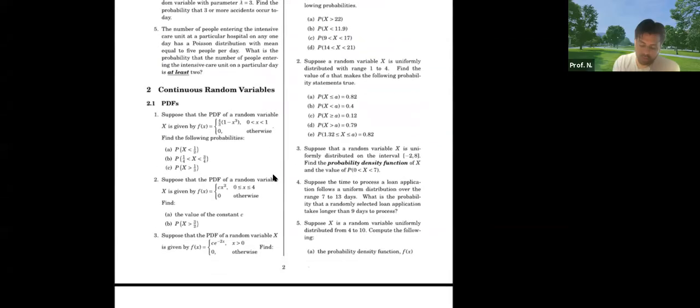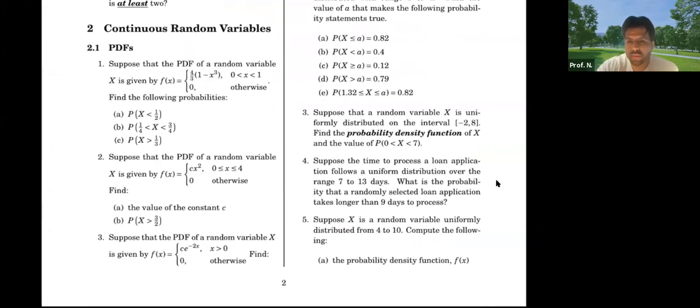so the next one, let's see. The next one is 2.1, number 2, right? So we're doing this one here.